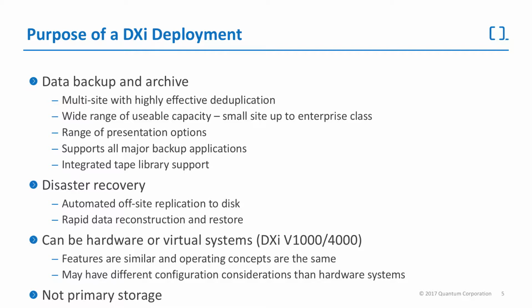Some DXi systems are even virtual, such as the V1000 or 4000. Features and concepts are the same with virtual systems, but they may have different configurations that you would need to consider. Virtual systems are ideally deployed in satellite offices. What a DXi is not is primary storage. Again, the system is geared towards data backup and archive, not the immediate day-to-day typical storage access needs.